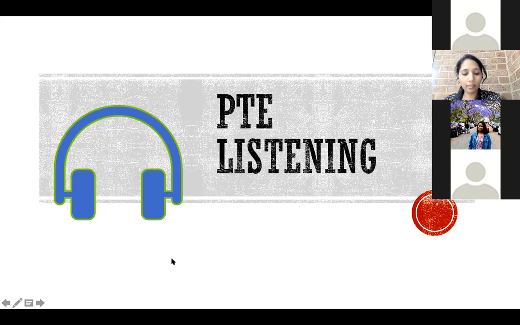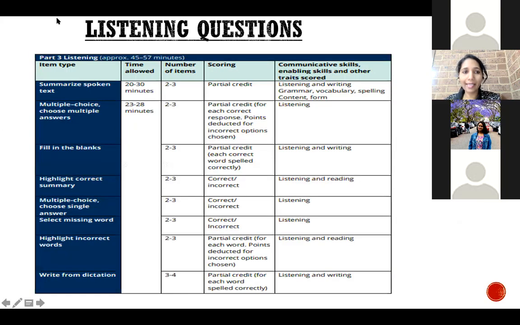Okay, so PTE listening, how to start? I'll just do about PTE listening today. So listening has 8 different types of questions: summarize spoken text, multiple choice multiple answer, fill in the blanks, highlight correct summary, multiple choice single answer, select missing word, highlight incorrect word, and write from dictation. Your listening time is a total of about 45 to 57 minutes, or on average 48 to 51 minutes. That's your total time. Are you able to understand me? Yeah. So there are 8 different types of questions, and listening is divided into 2 parts or 2 sections.